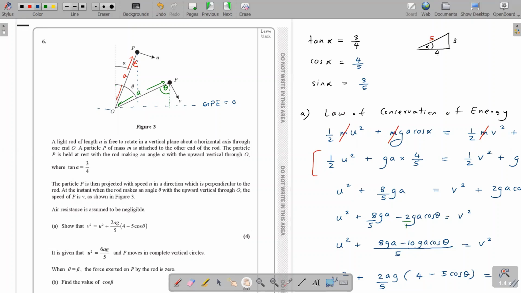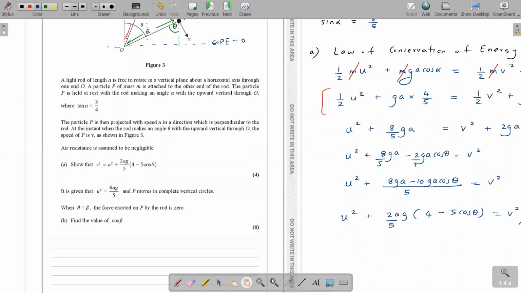So apply F equal ma towards the center at the general point, at the place where the angle with the vertical is theta, because theta is a general angle. At this general point, we will apply F equal ma towards the center and get the answer in terms of theta. And then they have told you here that when theta is equal to beta, the force exerted on P by the rod is 0.